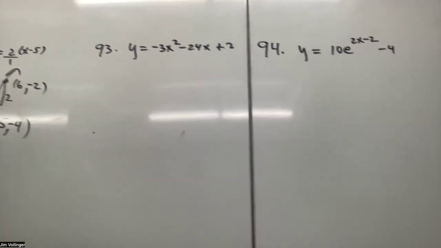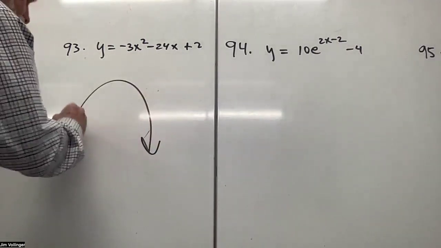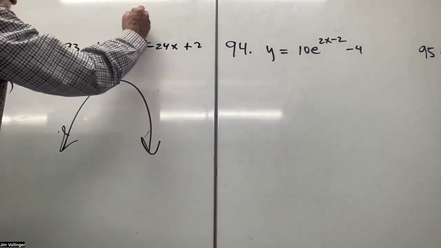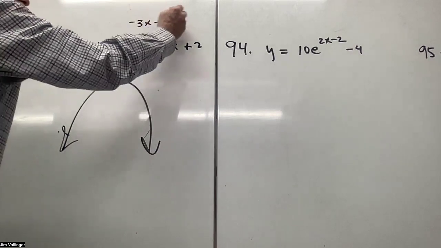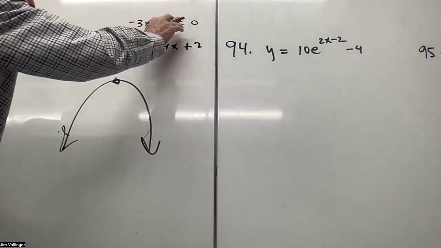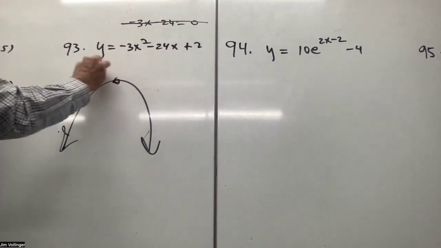Pause the video. Sketch. I'm seeing this. I'm looking at minus 3x minus 24, and I want to know when that's 0. That's a new way that I'm doing this. Let's go back to the old way. Minus b over 2a: 24 over -6 is -4.